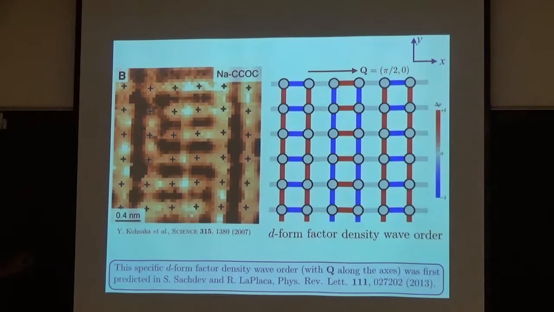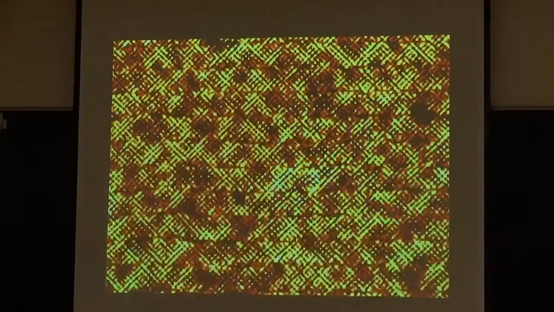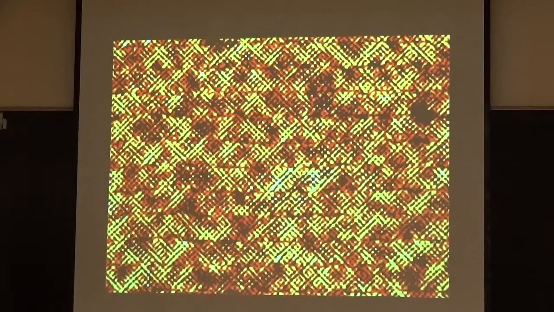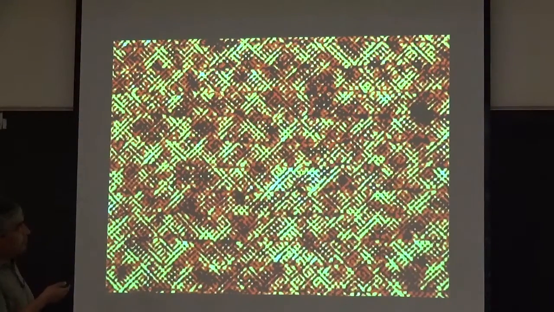Surface of underdoped... sorry, NaCCOC. And here's kind of a global picture. Somebody asked a question about orientation in the checkerboard, and just by looking at this picture, you can see that in some region here, these lines are running in the x direction. In another region, they're running in the y direction.